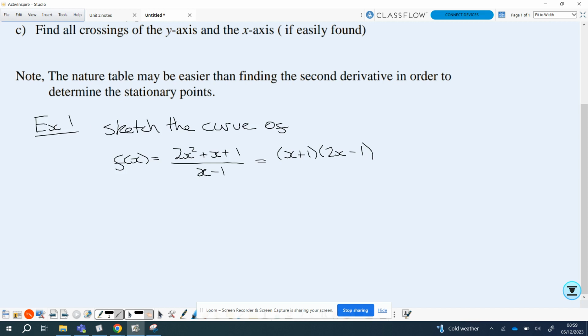minus 1. Oh, I've just actually noticed I've made a wee mistake there regarding my function. Sorry folks, just edit this. It should be 2x squared plus x minus 1 on the numerator. Okay, so it should be minus 1. So, if we factorise that, we get the two factors on the top, divided by x minus 1 there. So that will help us for a certain part of the question.